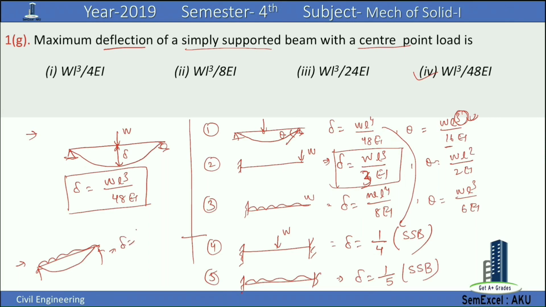Here delta is equal to 5/384 WL to the fourth by EI. Here W is in kilonewton per meter. So please remember this formula. We will move forward to the next question.